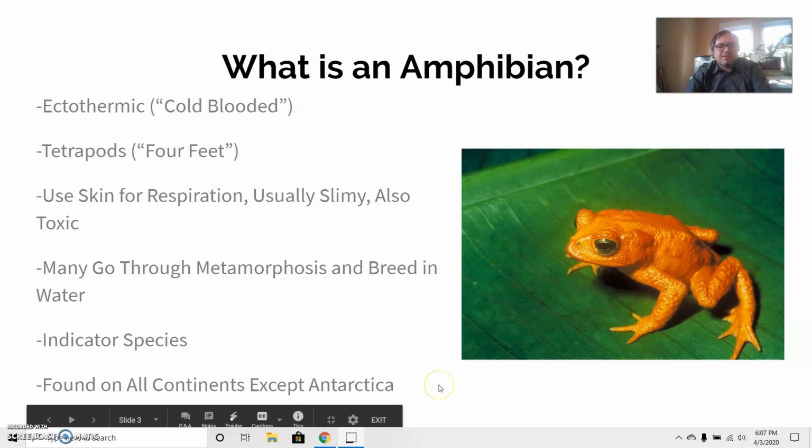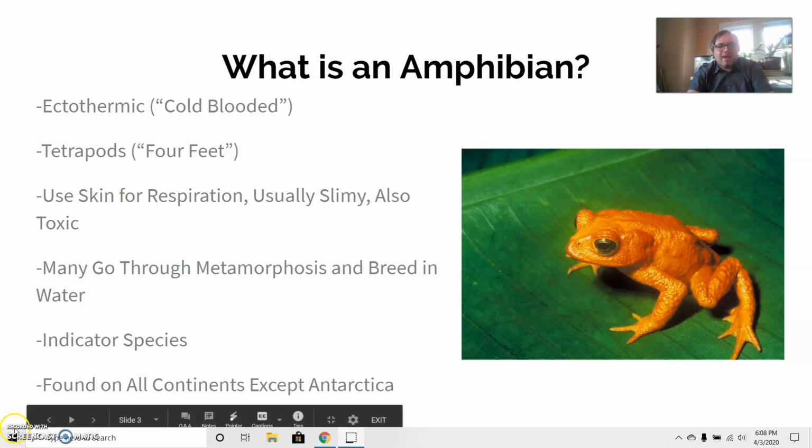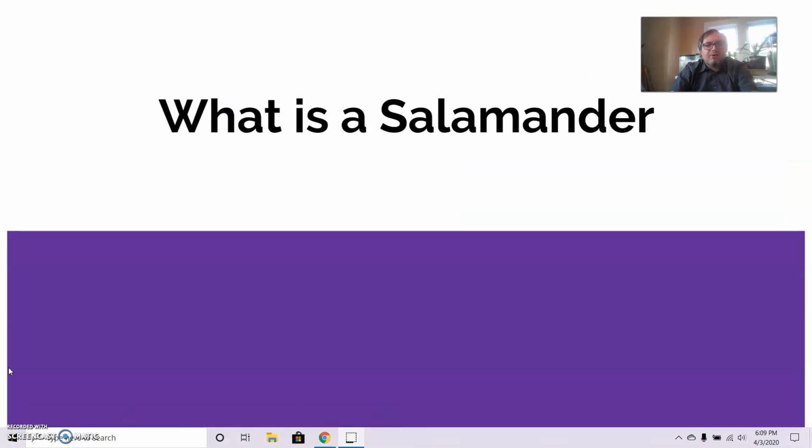Like we said earlier, because they are cold-blooded, they're found on all continents except Antarctica. Antarctica is too cold for them. And the bottom part there, which may be cut off a little bit, they are also all chordates and vertebrates. They all have a dorsal nerve cord, and they all have a backbone. So now we'll look at one specific group of amphibians.